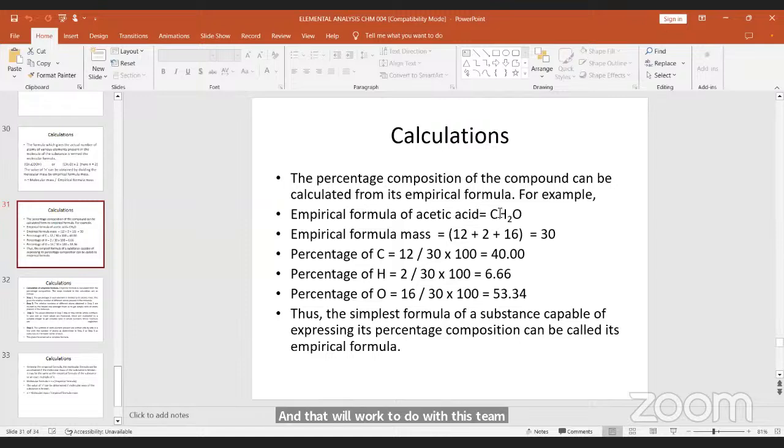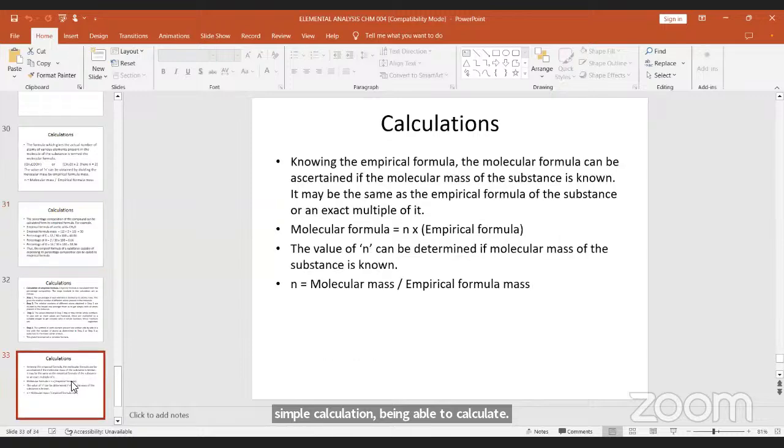This is a straightforward calculation that tells you how to determine the percentage composition of substances. All you need to know is the empirical formula. Once you know the empirical formula, the mass numbers of each of the elements are not hidden. They are there for you to find out and see. So doing this simple calculation, you'll be able to calculate the percentage composition of each of those elements in the compound.